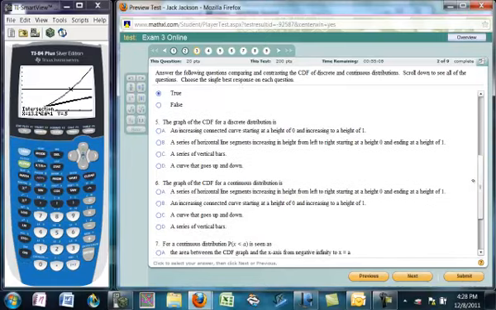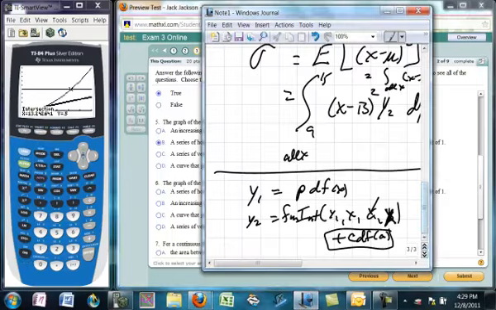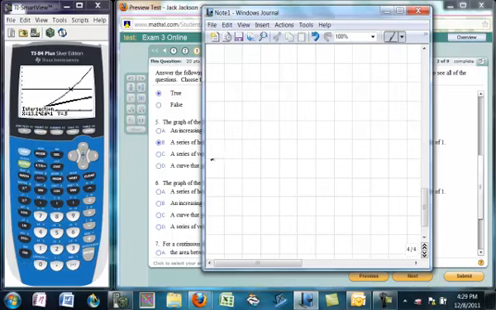The graph of the CDF for discrete is an increasing connected curve? No, a series of horizontal line segments increasing in height from left to right, starting at 0 and ending at 1. Yes, that's the best description. Let me see if I can show you a quick sketch of what one of those would look like. Let's say this is the x-axis. You're going to start at 0. From some point on, it's 0. And then it jumps.